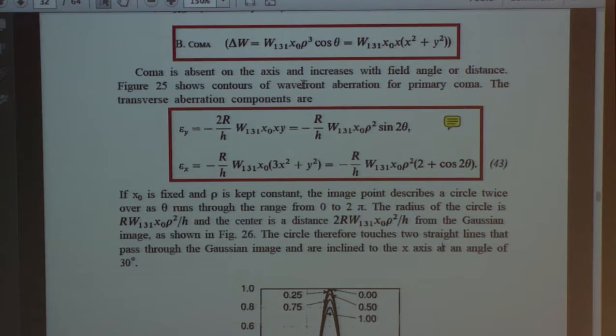And it's going to increase in a linear fashion with off-axis position. And it's not rotationally symmetric anymore. It's not like spherical, it's not rotationally symmetric, so it's a rho cubed and a cosine of theta. And I can convert that into x and y pretty easily. So that's W131 x naught x times x squared plus y squared.